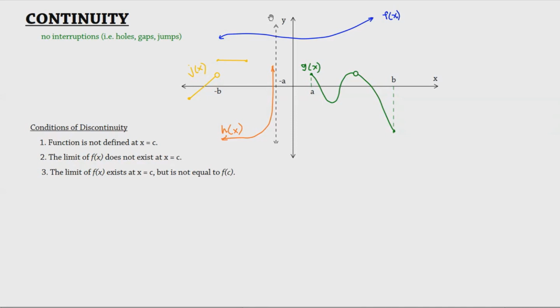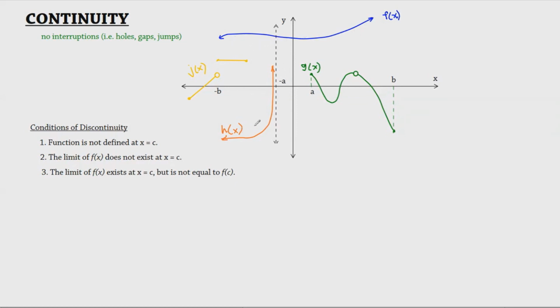When we talk about continuity, or when we refer to a certain function that is continuous, we always mean that this graph, let's say f of x, has no interruptions. And when we say interruptions, we are referring to any kind of discontinuity, may it be holes, gaps, or jumps. In this case, I have a function f of x. I also have g of x, which is in the green color, h of x in the orange color, and j of x, which is yellow.